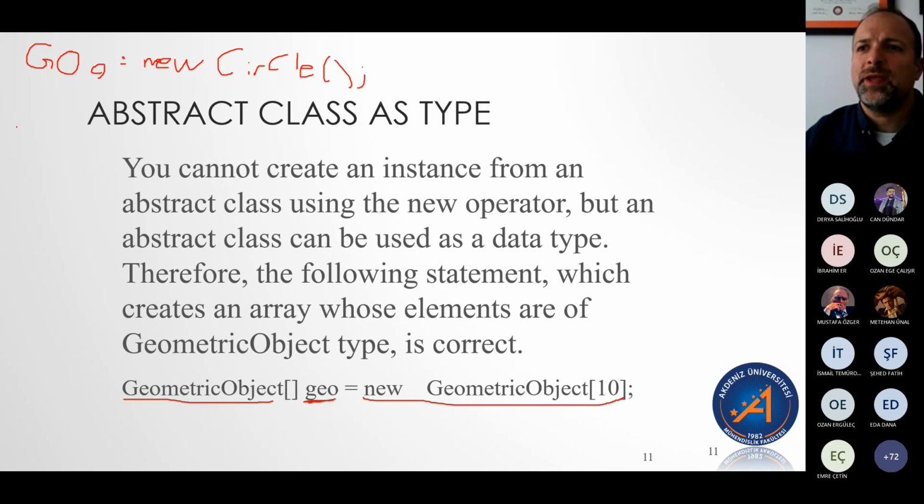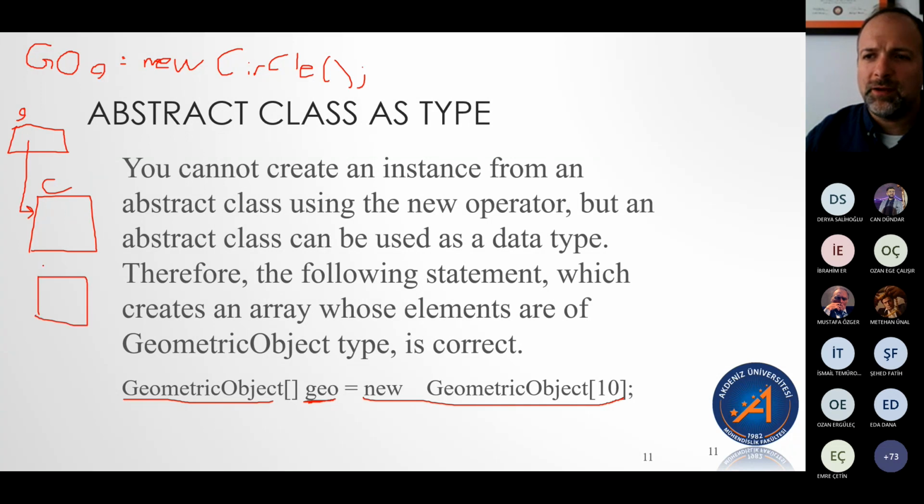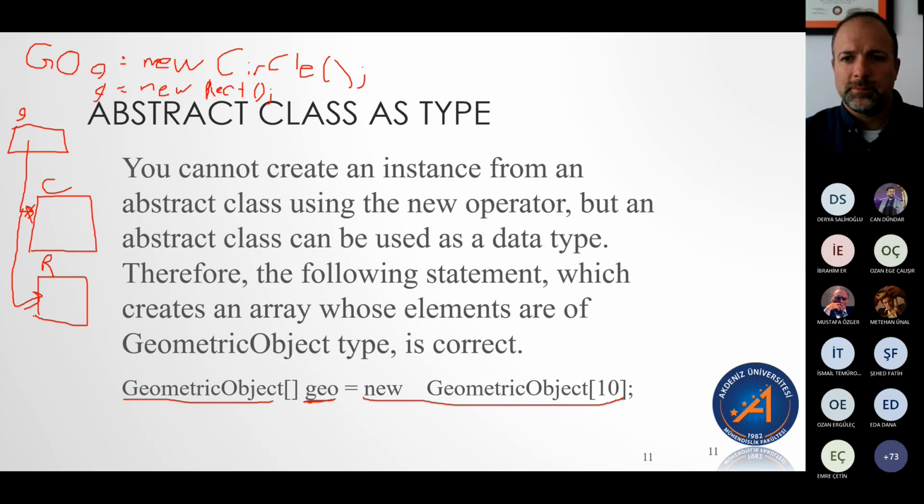Okay. What happens is we have a memory location for G, and what G can point to is anything that is a geometric object or a child of geometric object. So it creates a circle, and G points to it. Okay. Now, can I create then a rectangle and change it and say G equals new rectangle? Can I then take this and instead of pointing to circle, now it points to this rectangle? Can I do that?